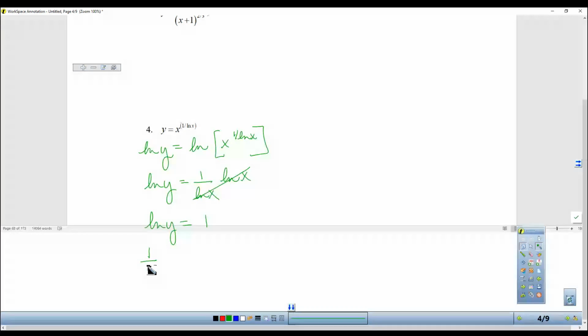So 1/y times y prime, and the derivative of 1 is 0. And then if you multiply both sides by y, you do still get y prime is equal to 0. You might have seen in the answer that it had little x's greater than 0. That's just because you can't take the log of a negative number. You're not required to write the domain unless I ask for it.